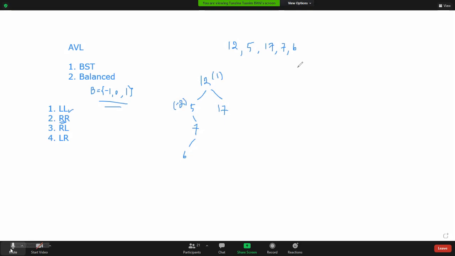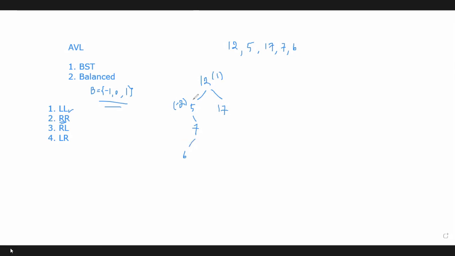For 5, the balance factor is -2 because in the left subtree the height is 0, in the right subtree the height is 2. 0 minus 2 equals -2. So now this is the infected node, or we have to change this portion of the tree. So how did we get this tree? After taking a right child first and then by taking a left child. 7 is the right child of 5 and 6 is the left child of 7.